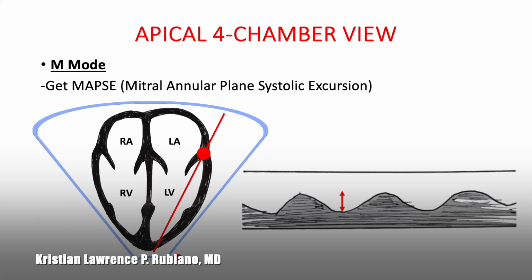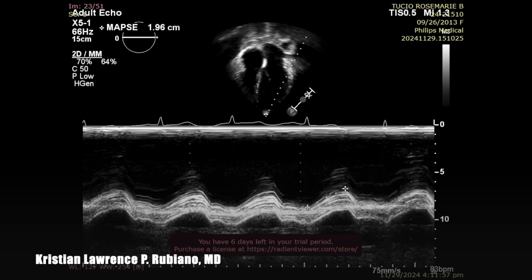After TAPSE, we need to get the MAPSE, or the mitral annular plane systolic excursion. MAPSE is a valuable echocardiographic measurement that assesses the systolic excursion of the mitral valve annulus, providing insights into left ventricular function. It is particularly useful in assessing patients with heart failure or other cardiac conditions. MAPSE provides information about the longitudinal function of the left ventricle during systole. It reflects both myocardial contractility and overall heart function.